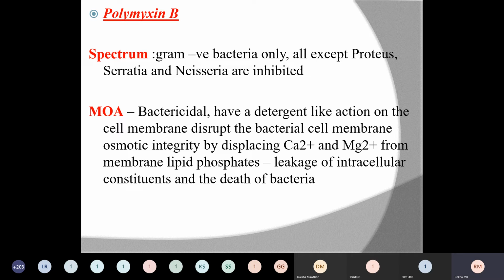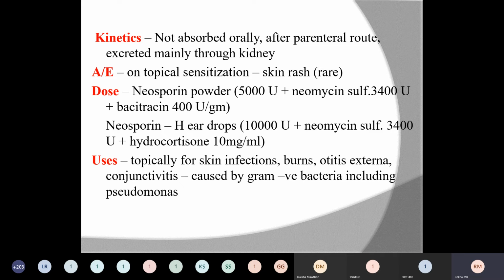Polymyxin B. It is mainly effective against gram-negative bacteria except Proteus, Serratia, and Neisseria. Mechanism of action, it is bactericidal in nature. It has detergent-like action, that is, it will disrupt the bacterial cell membrane. As a result, there is leakage of all the intracellular contents, resulting in death of bacteria. Pharmacokinetics, it is not absorbed orally. Parenterally, we do not give because of its toxicity.